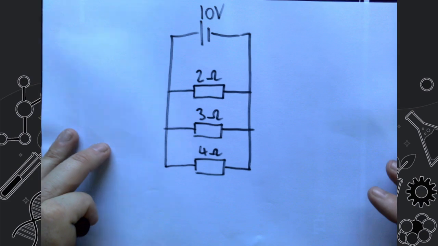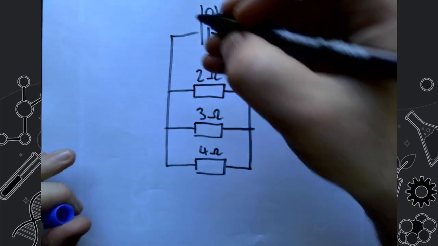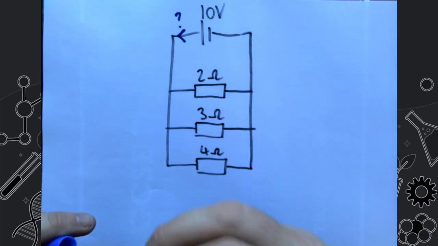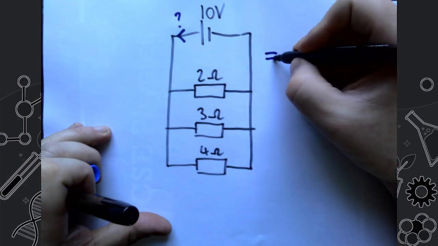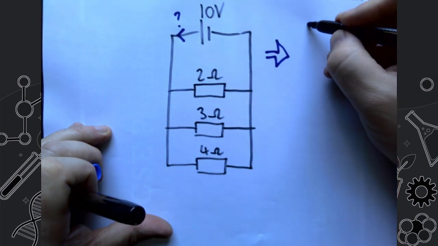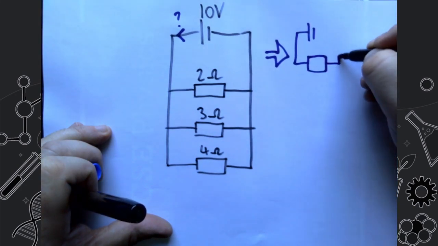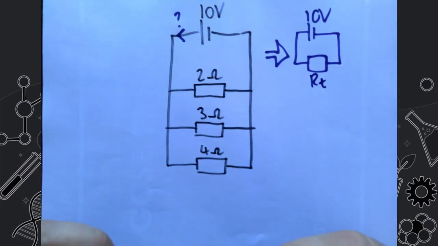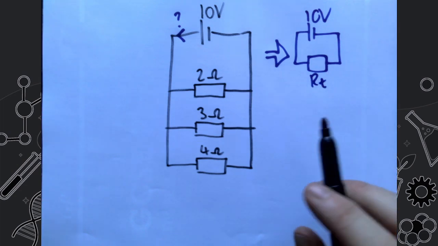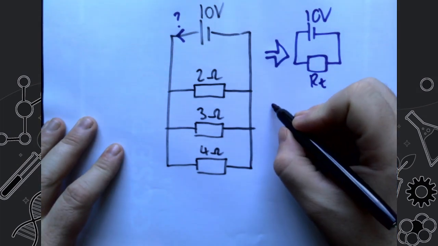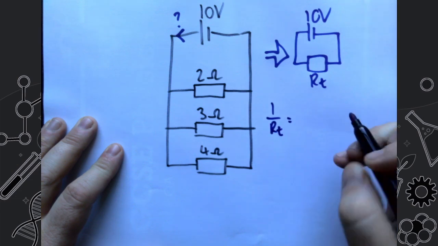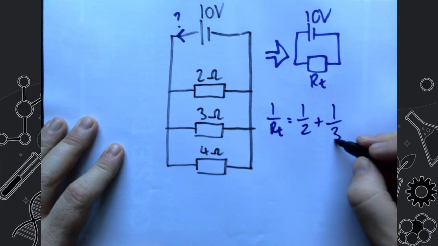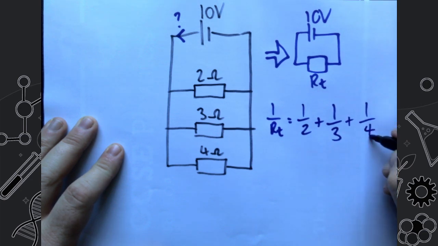So my question would be, what is the current that must leave here? And I want to figure that out by reducing this down to an equivalent circuit, which is 10 volts and some total resistance. So let's tackle this one then. I'll use blue because my black's running out. So we have 1 over RT is equal to 1 over R1 plus 1 over R2 plus 1 over R3.